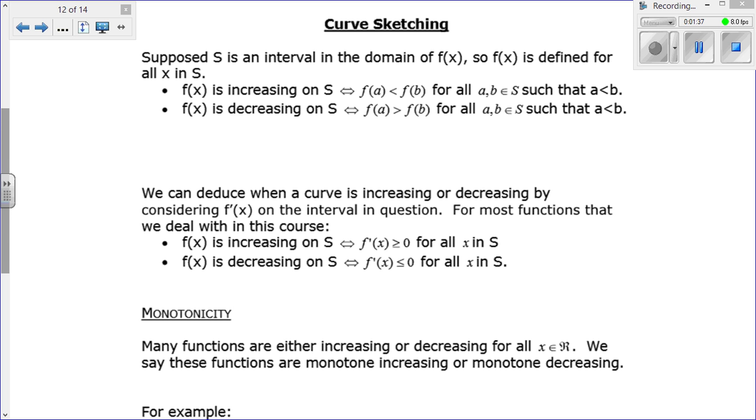So we can deduce when a curve is increasing or decreasing by considering f prime of x on the interval in question. For most functions that we deal with in this course, f of x is increasing on the interval if and only if the derivative is greater than or equal to 0 for all x in S, and f of x is decreasing on S if and only if the derivative, f prime of x, is less than or equal to 0 for all x in S. So what that's saying is if your derivative is positive, then your function is increasing. If your derivative is negative, then your function is decreasing.